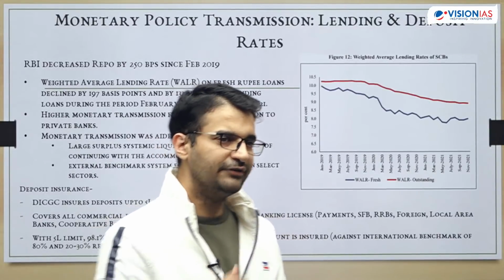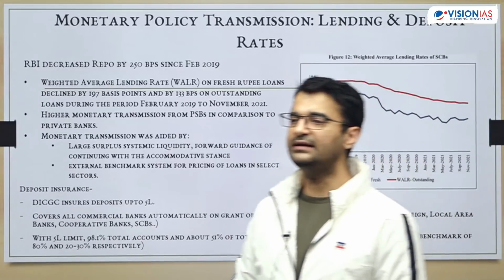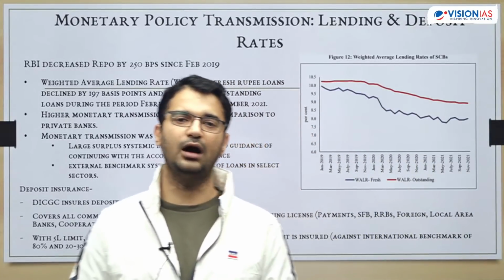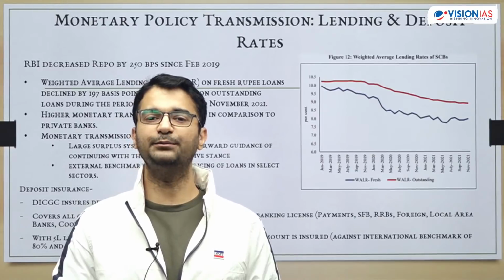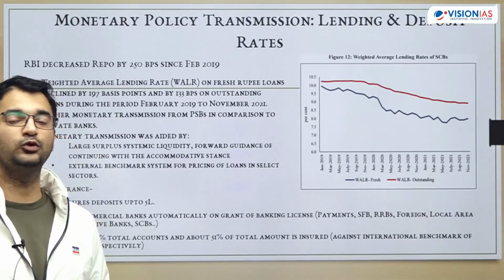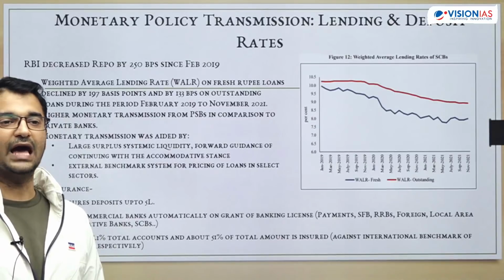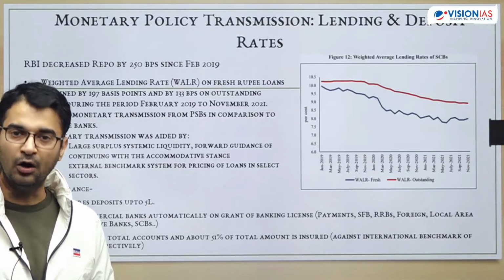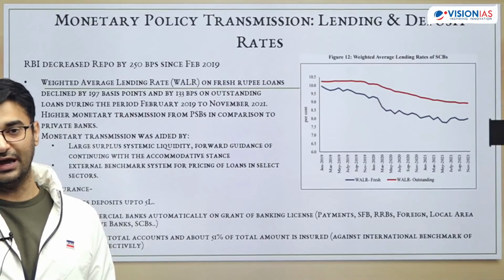By increasing the limit from the existing 1 lakh to 5 lakh rupees, now almost 98% of total bank accounts are insured. Very important things. About 51% of total amount is insured. 51% of total amount, 98% of total accounts.